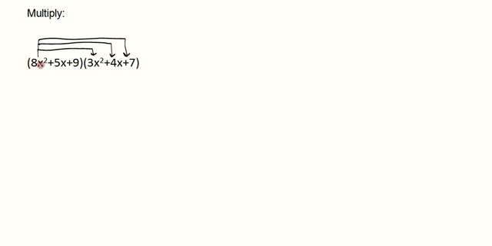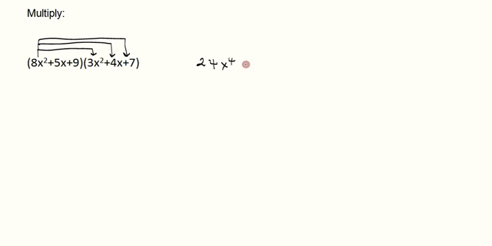So starting with 8x squared times 3x squared, well, 8 times 3 will give us 24, and x squared times x squared is x to the 4th. Remember, you add the exponents when you multiply two expressions that have the same base. You add the exponents. All right, now we take the 8x squared times the 4x.